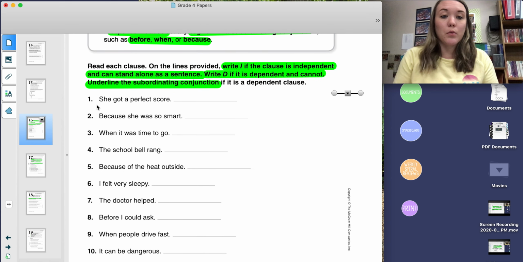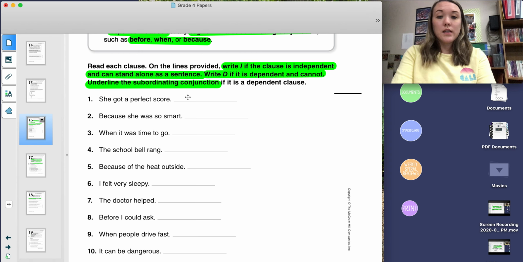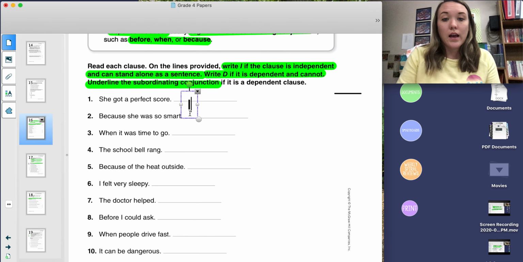Let's take a look at number 1. Number 1 says, she got a perfect score. I do not see any subordinating conjunctions. I see a complete subject and a complete predicate. Therefore, this sentence is independent and could be a sentence on its own.